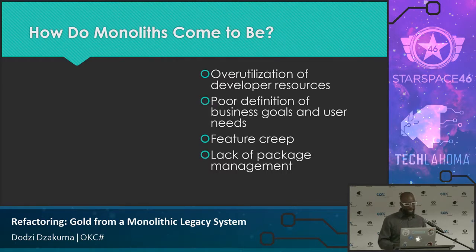So that's one way that monoliths come to be. Well, we need the next feature, we need the next thing, we need the next thing. No downtime. Another one is poor definition of business goals and user needs.